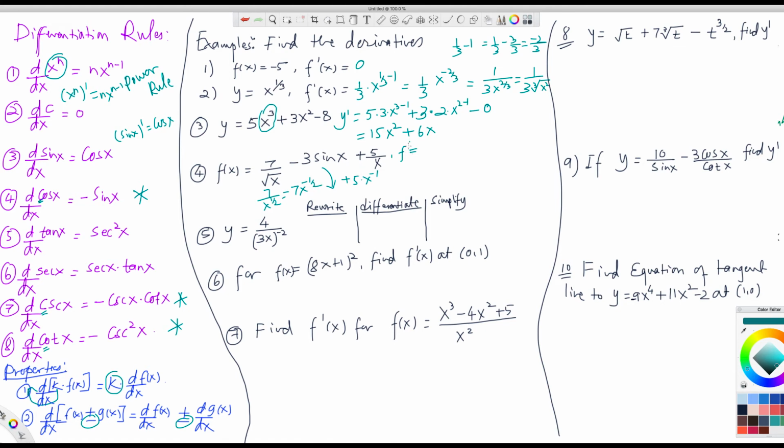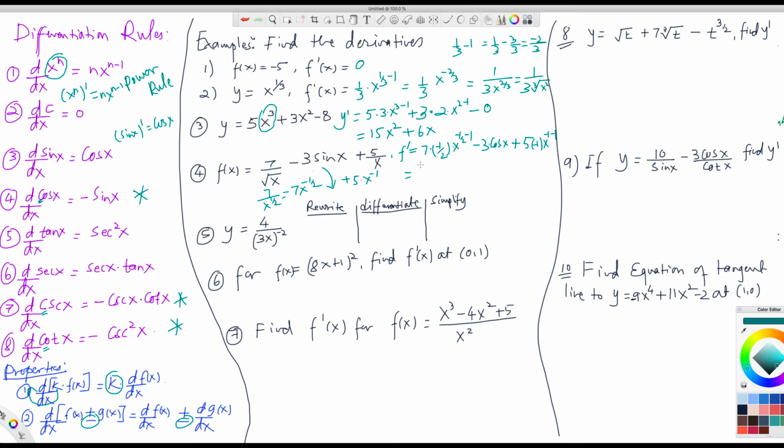Now I want to find f prime after that. So what is f prime? It will be 7 times, it is like x to the n, right? So negative 1/2 times x to the negative 1/2 minus 1. That is n x to the n minus 1, right? And then minus 3. What is the derivative of sine x? It is cosine x. And then plus 5, and the derivative of x to the negative 1 will be negative 1 times x to the negative 1 minus 1. You see that?